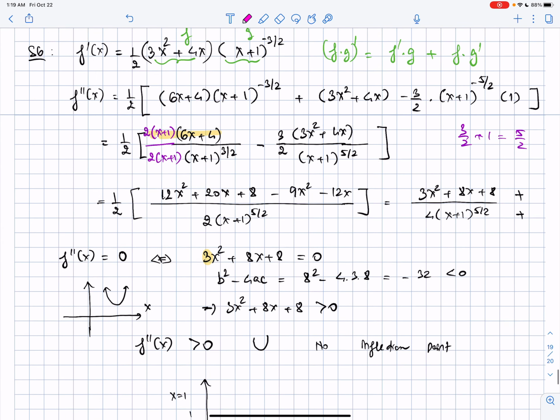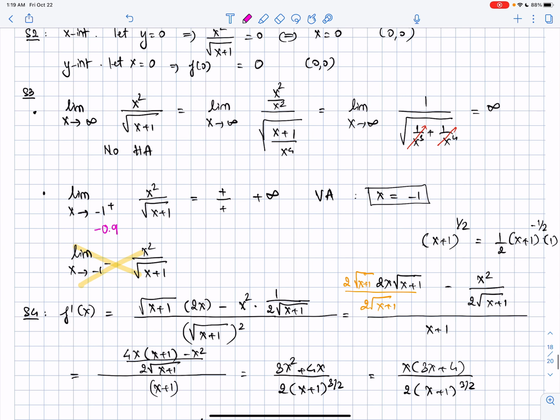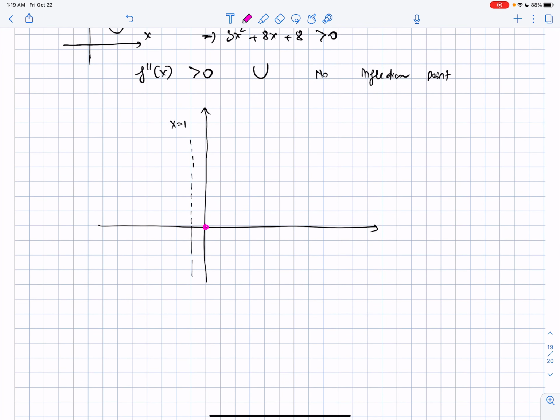So we go back to this information. The vertical asymptote only happens on the right side of negative 1. The left side of negative 1 is not in the domain, and it approaches infinity. So that's why it goes up. So we need to connect the point 0. So it has to go like this. And since (0, 0) is the minimum, the local minimum, our graph has to go up like this.